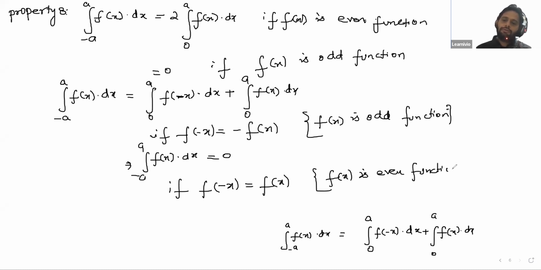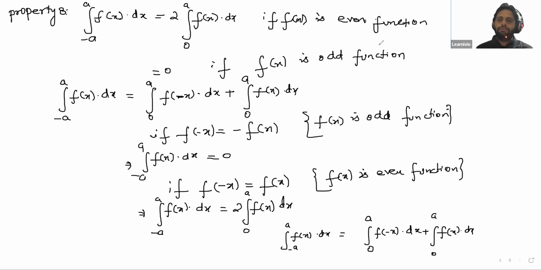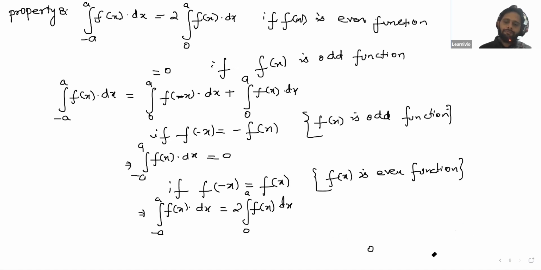If this is an even function, then integral from minus a to a of fx dx will give us twice the integral from 0 to a of fx dx. I hope this property is clear to everyone. Please note down this, then we will try some questions on the basis of this property. Please note down this, confirm, then we will start some questions.